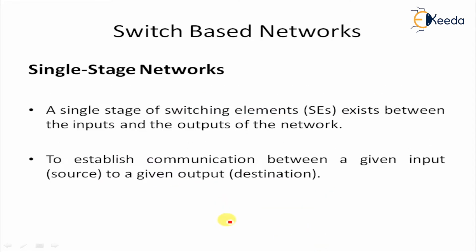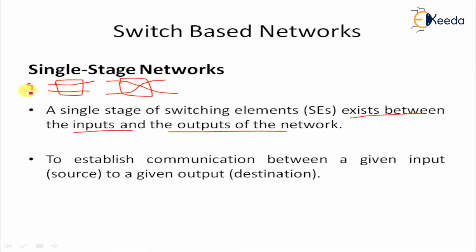Clear? Next, the single stage network. In a single stage network, switching elements exist between the input and the output of the network. The simplest switching element that can be used is the 2x2 switching element. I'm just considering an example here. One is the straight, where a direct straight line is connected between input and output. The second is the exchange. What is exchange? The first input goes to the second output, and the second input to the first output.